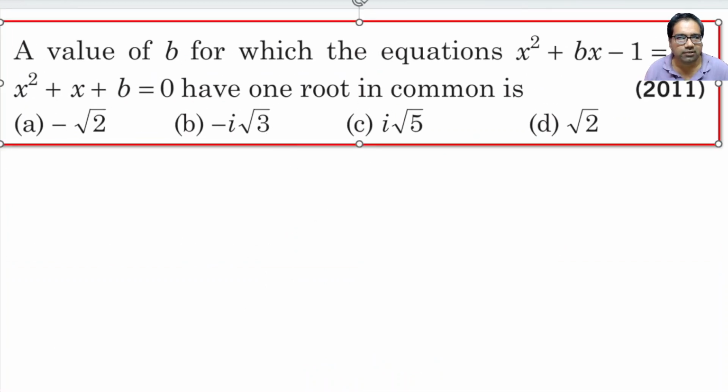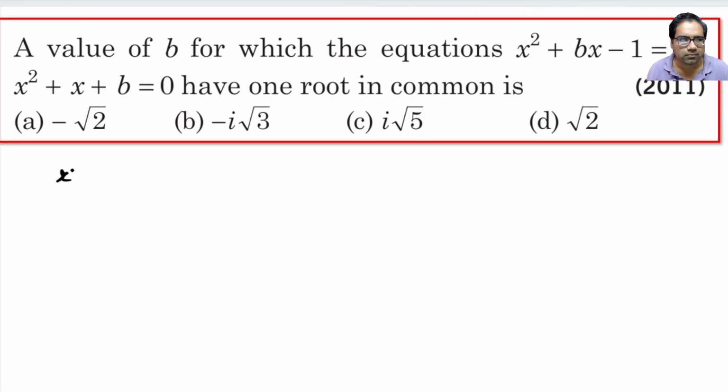Okay, x square plus bx minus 1 should be equal to x square plus x plus b for whatever x. We have to solve for that x, for which these two are equal, and these two should be equal to 0.